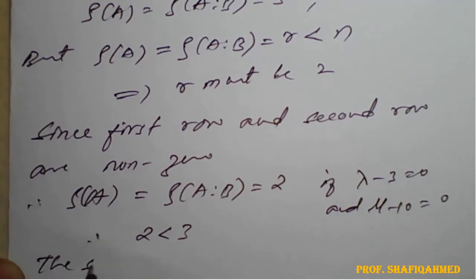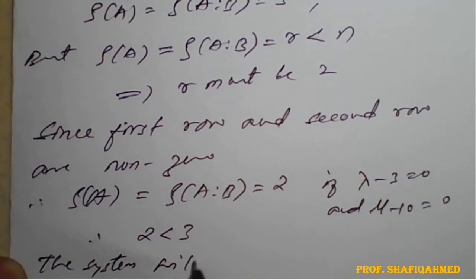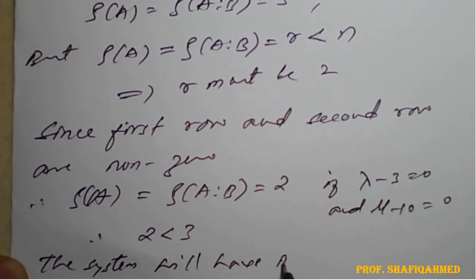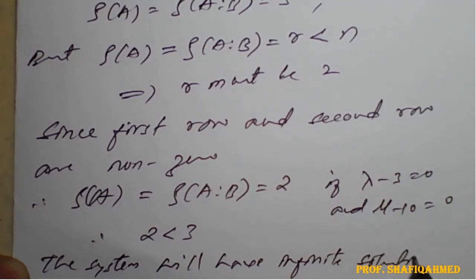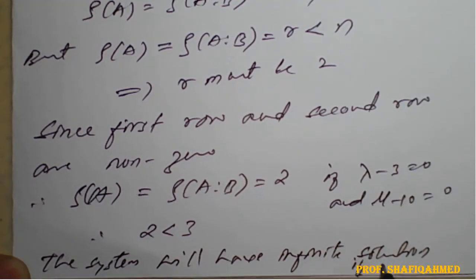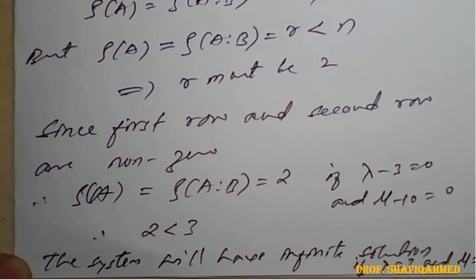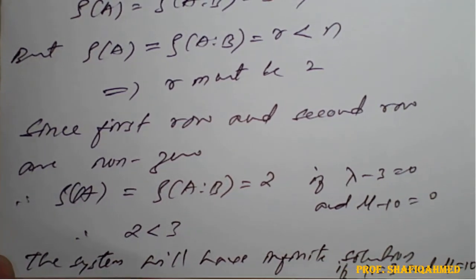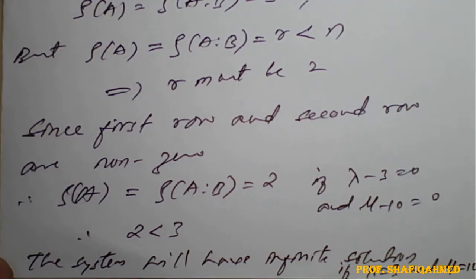So we can say the system will have an infinite solution. The condition applies if lambda is equal to 3 and mu is equal to 10. If lambda is equal to 3 and mu is equal to 10, it will become infinite, and if lambda is not equal to 3, it will become a unique solution.